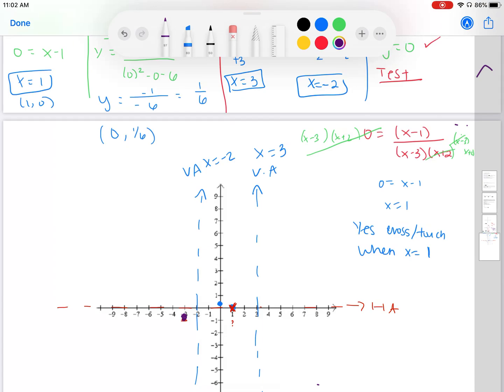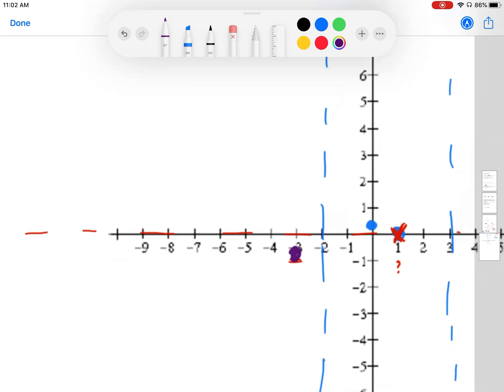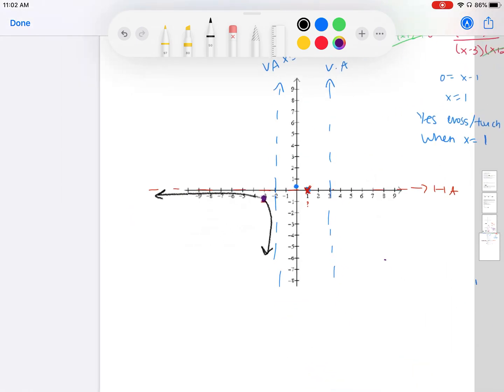Now I only have 1 point, but that's enough to tell me what's going on because I know that I cannot cross my horizontal asymptote and I can't cross my vertical asymptote. So with that said, I have a curve that gets closer and closer to my horizontal asymptote but never crosses. And I have a curve that gets closer and closer to my vertical asymptote but never quite crosses.